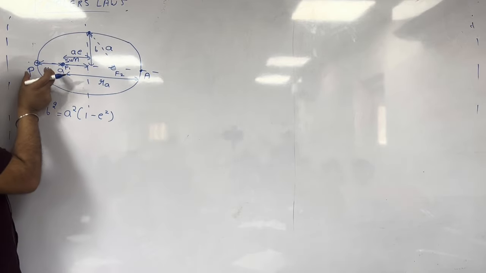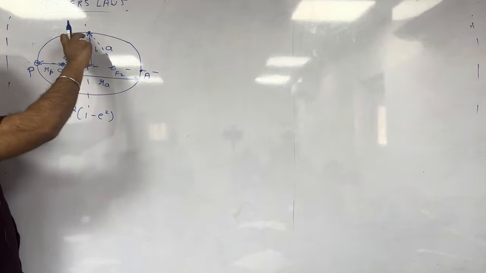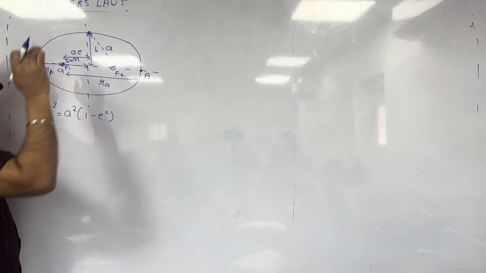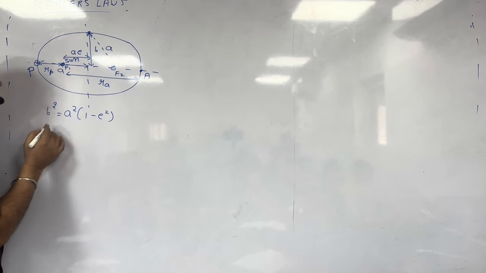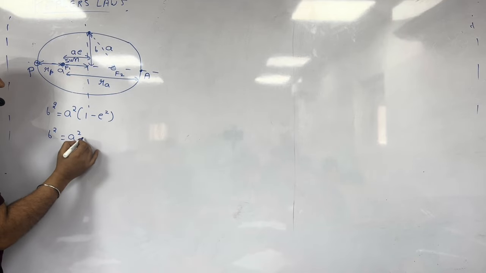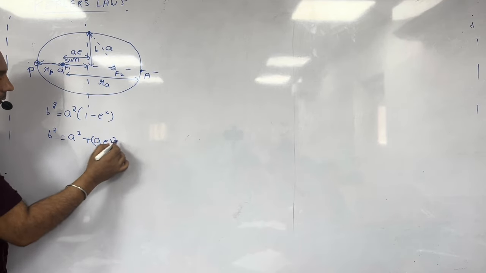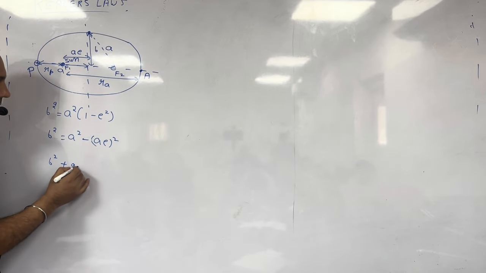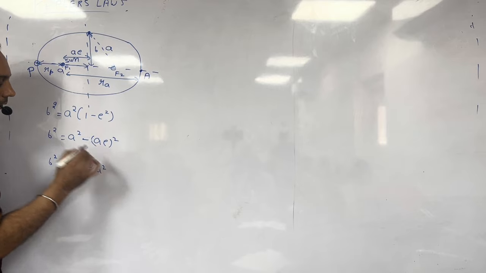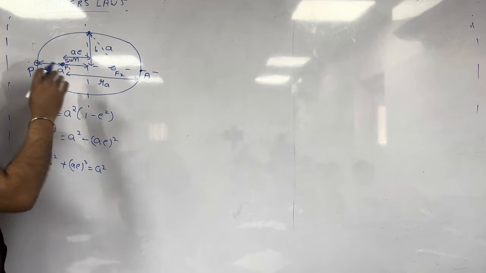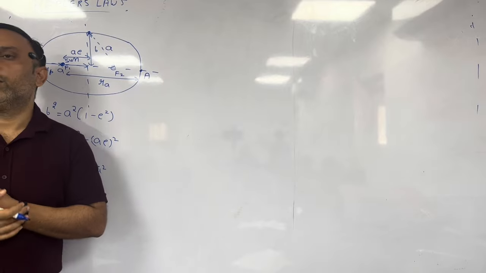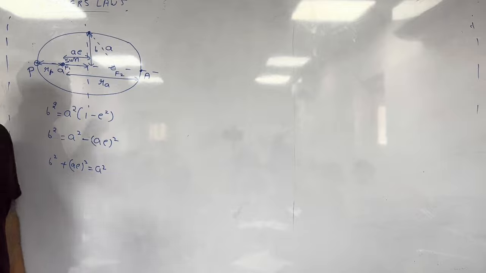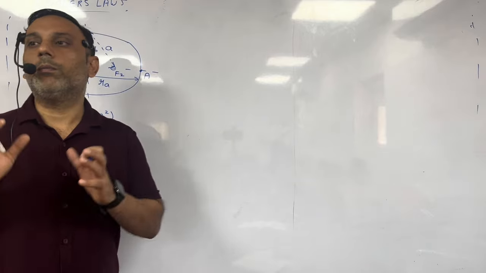Because this is AE and that is B, so B square plus AE whole square, what are you going to get? You are going to get A square. If you rearrange it, B square plus AE whole square is equal to A square, right? So there are very small things in the first law, and those small things are very important even for solving many complex problems.